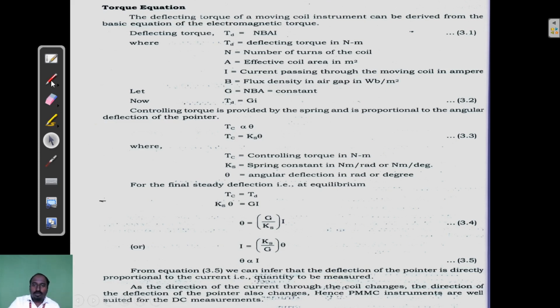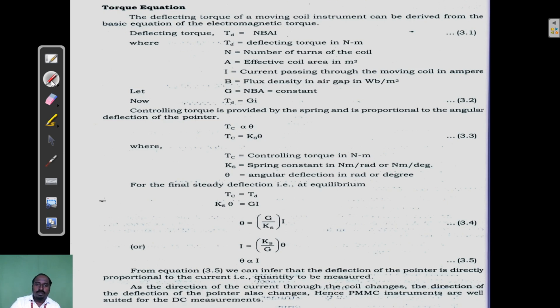Okay, up till now we have seen the construction of a moving coil instrument and the working of the moving coil instrument. We have understood it by using the pictorial representation, by using the diagram, by using the principle of operation. Now we need to understand the torque equation so that we can prove the deflection of the pointer is proportional to the current through the coil.